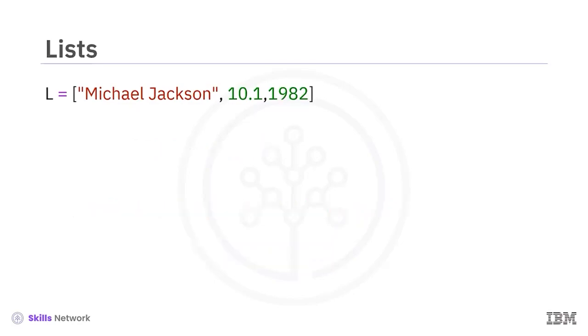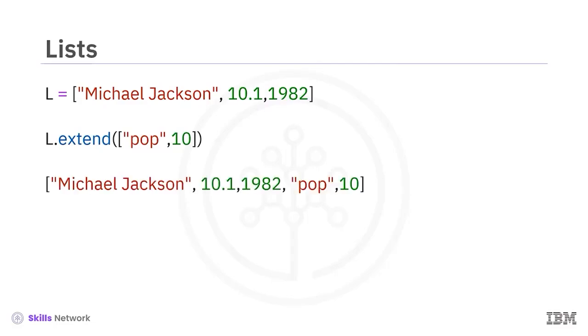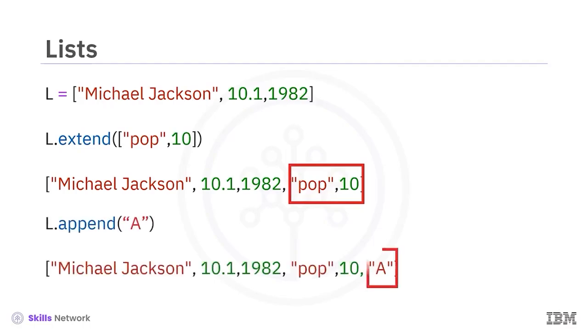Every time we apply a method, the list changes. If we apply extend, we add two new elements to the list. The list L is modified by adding two new elements. If we append the string A, we further change the list, adding the string A.